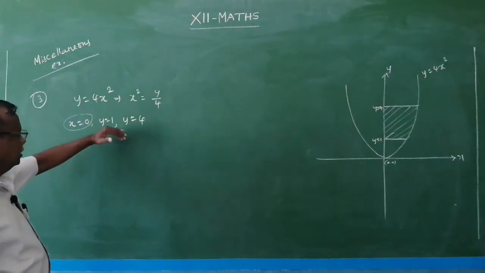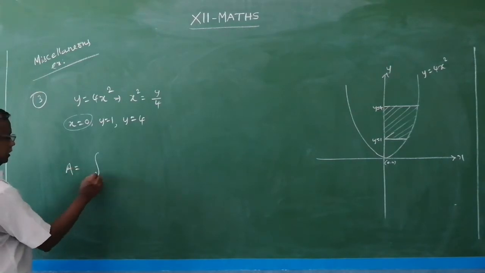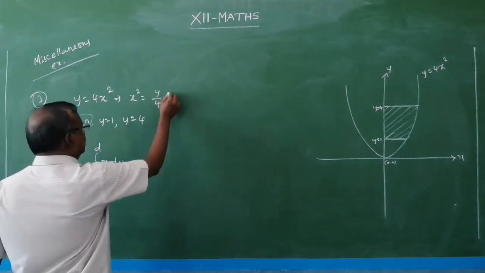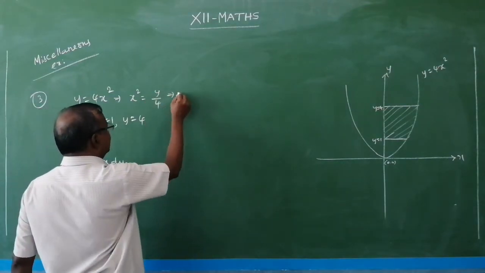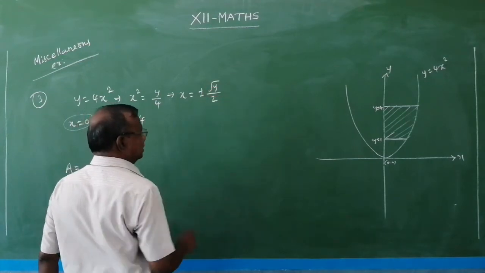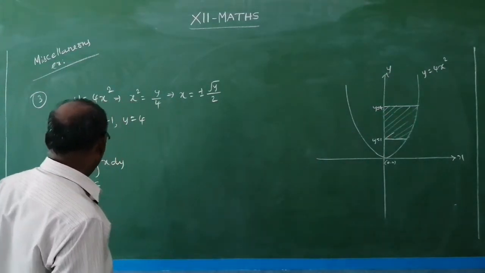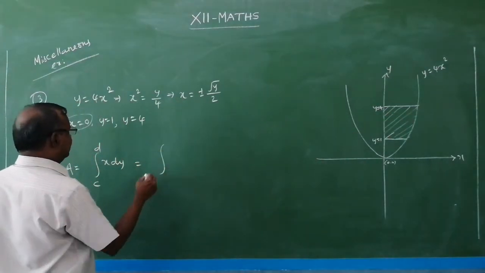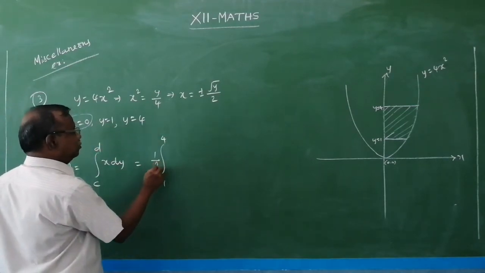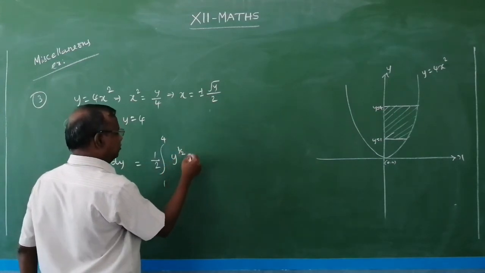The limits on y axis. So the formula is integral, area equal to c to d of x dy. Now x square equal to 4y means x equal to plus or minus root y by 2. Since we need to find the area in the first quadrant, x is positive. So this is equal to integral c to d, that is 1 to 4, of 1 by 2 into root y, means y power 1 by 2, into dy.